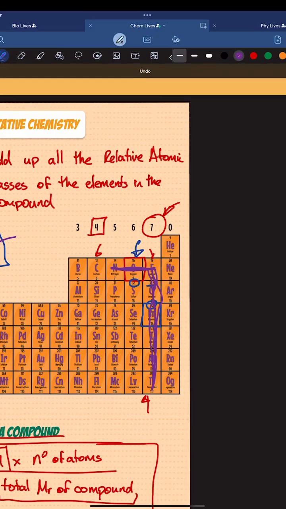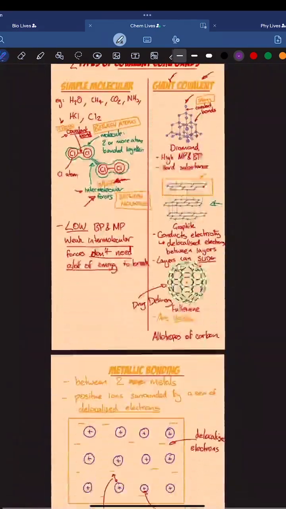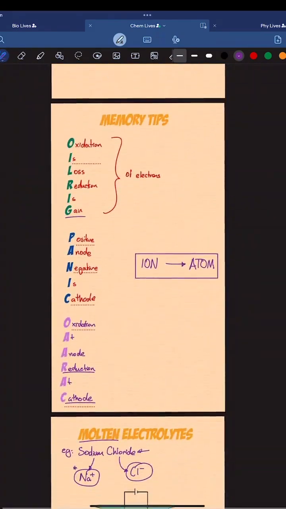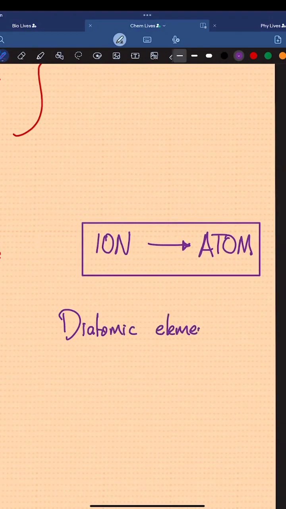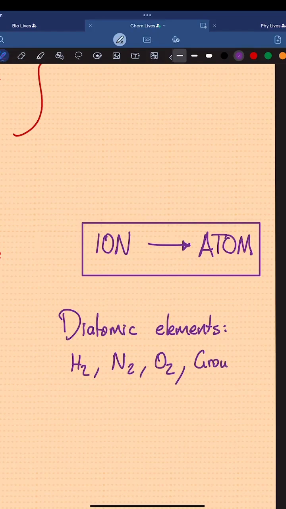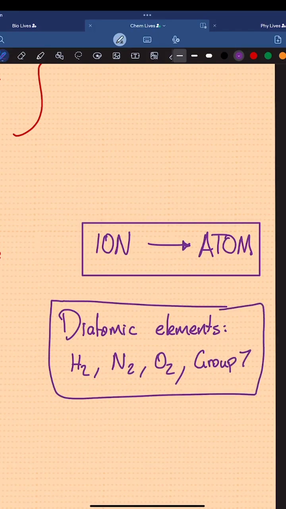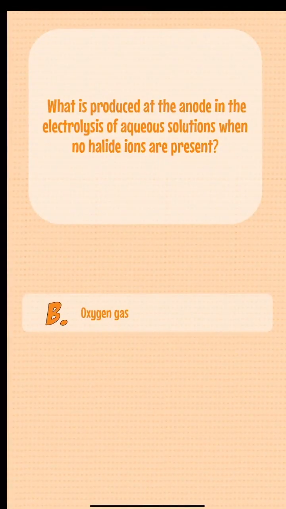So let me write those down on the memory tips page. Remember, you guys can download this when I upload it to YouTube. So diatomic elements to memorize. We had hydrogen, we had nitrogen, oxygen, and then group 7. All of group 7 is diatomic. That's another thing to memorize. Okay, on to the next page.